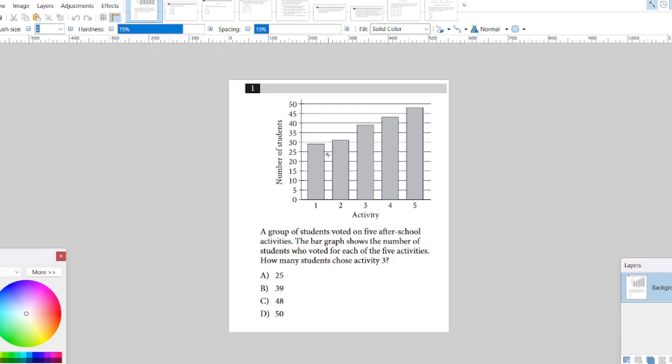So this one's pretty straightforward. You just look at this graph here. Note that this is activity 3, right? So this bar represents activity 3. And it seems like it's some number between 35 and 40, leaning closer to 40. So what we're looking for in our answer is some answer that is between 35 and 40, and the only one that fits that bill is choice B. So we choose choice B, and there we go, we're good to go. All right, that one's pretty straightforward. The first question usually is, and it's usually some question about a chart.